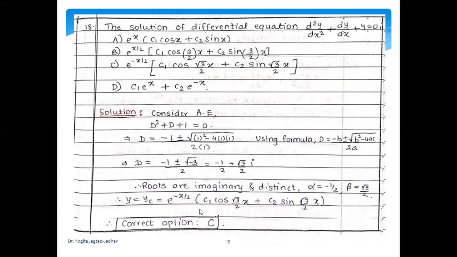Therefore, by assuming case number 3 for writing the complementary function, we have y equal to yc equal to e raised to minus 1 by 2 x into c1 cos root 3 by 2 x plus c2 sin root 3 by 2 x as the general solution. Therefore, the correct option is C option.